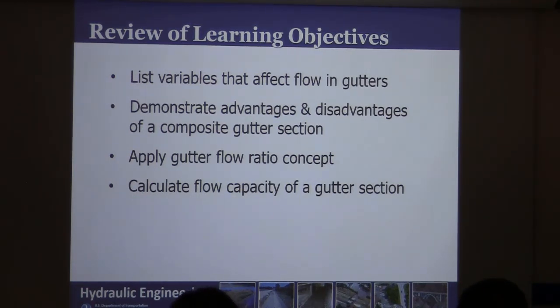And we applied the gutter flow ratio concept, and it helped us find the total discharge when we knew the street capacity discharge. So we did that, and we calculated the flow capacity of a gutter section, both uniform and composite. Okay, now 2:30.